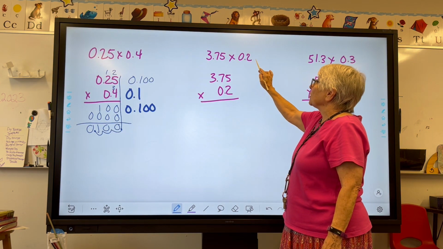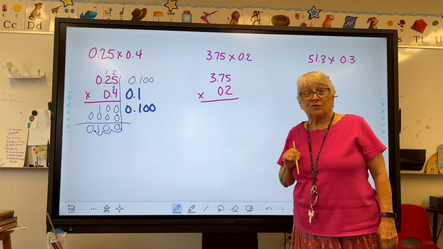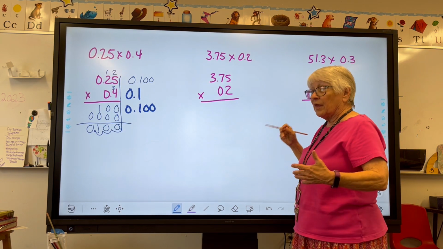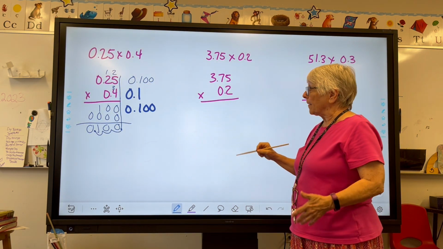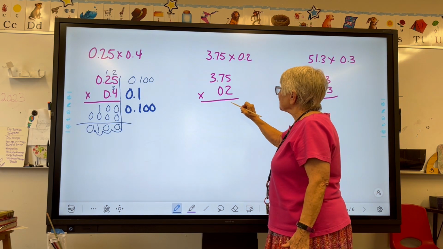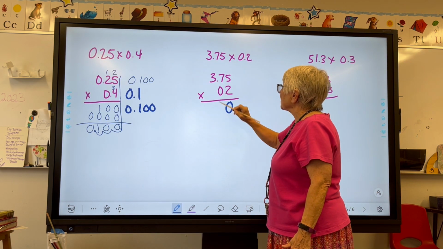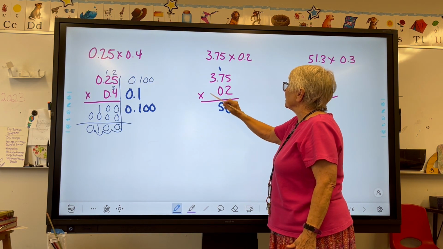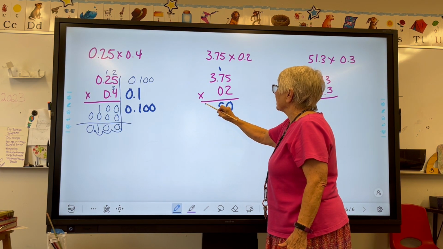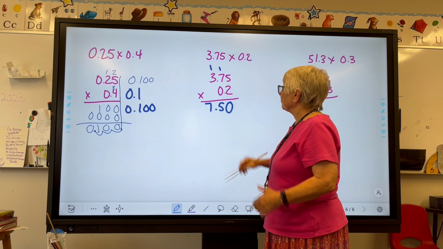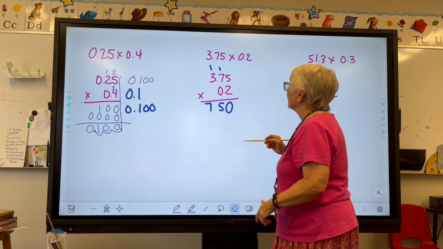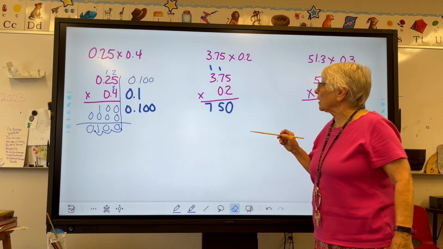3.75 times 0.2. Well, I put the 3.75 on top because it has 3 digits, and the 0.2 on the bottom. Then, the first thing we do is multiply. 2 times 5 is 10. 2 times 7 is 14, 15. 2 times 3 is 6, 7. Okay? Oops, I should have thrown that decimal in there. I don't know why I did that. Because I haven't counted decimals yet.